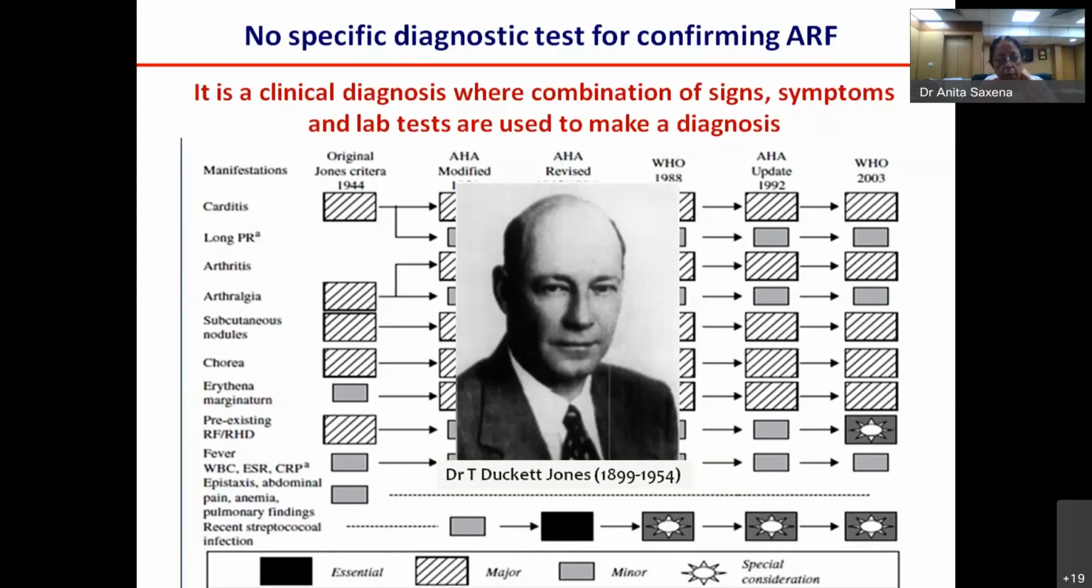Again, nothing is diagnostic here, even in the lab parameters. So what you get by anti-streptolysin titer, etc., only tells you that there has been a recent streptococcal infection. It doesn't tell you that this infection has led on to rheumatic fever.